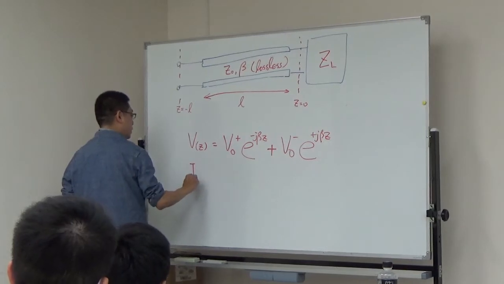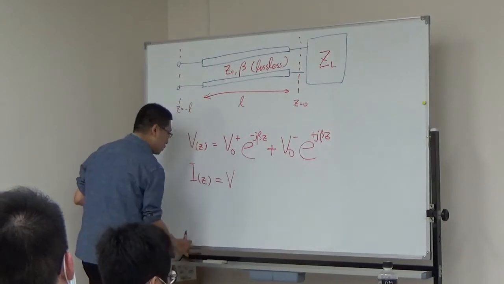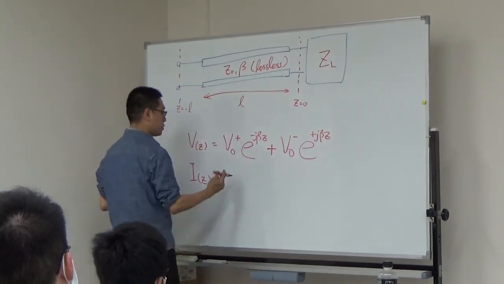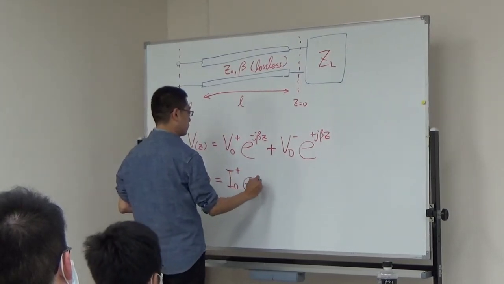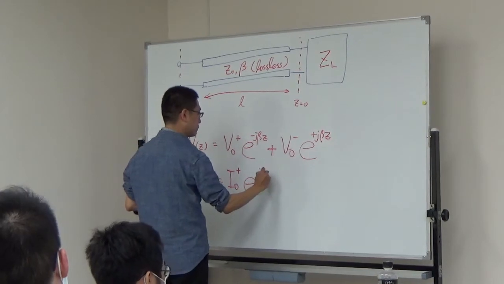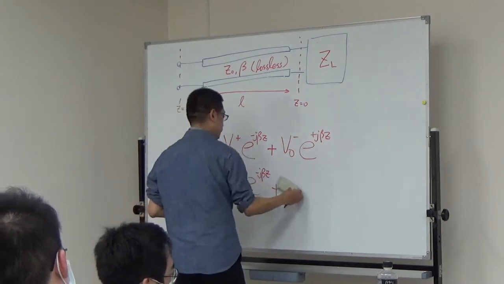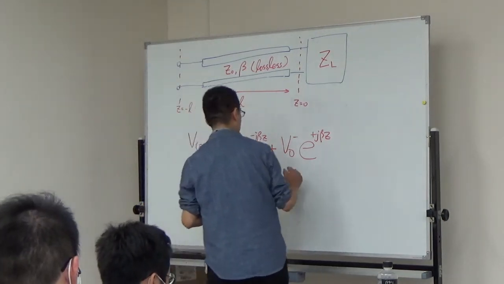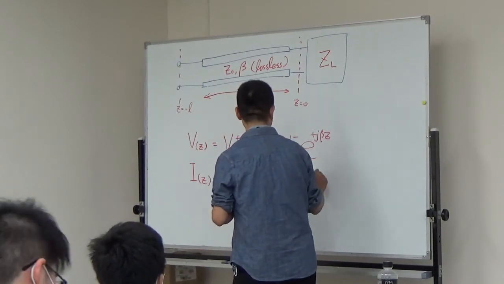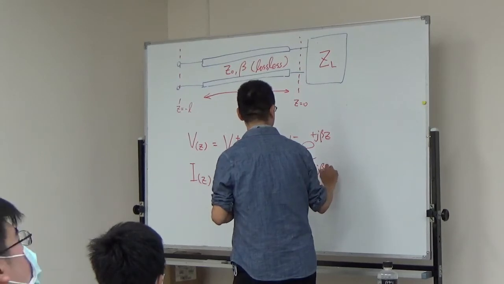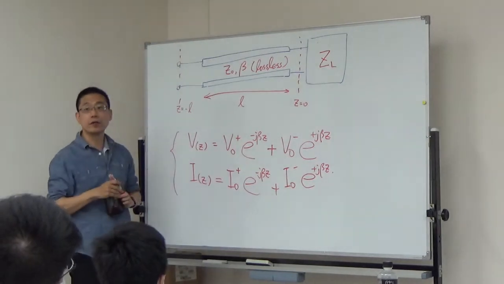And this is the result from the telegrapher's equations. These two equations are the telegrapher's equations.